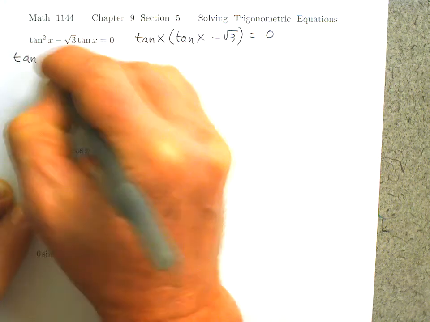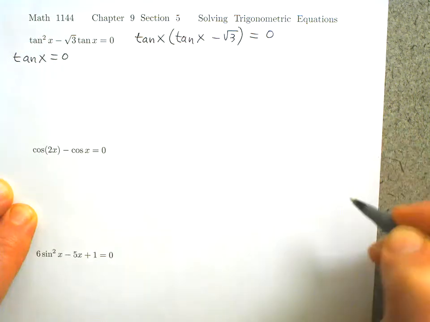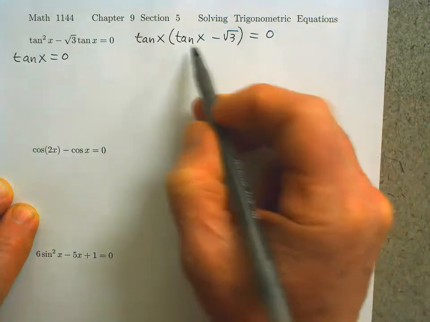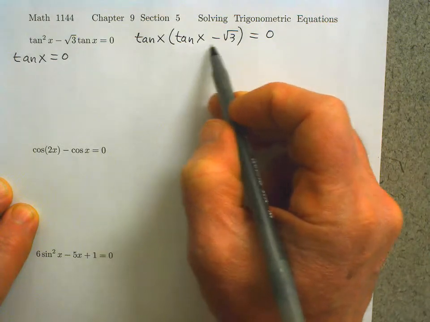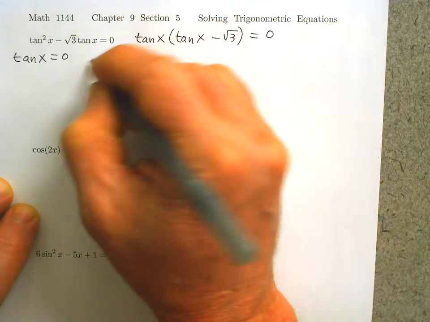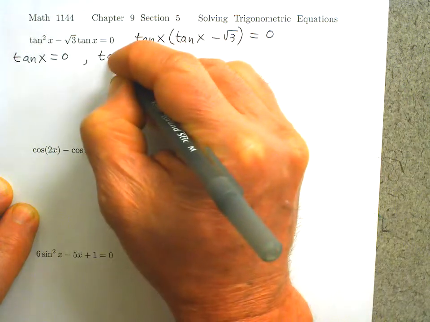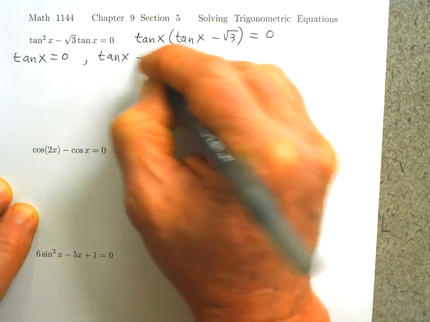So we set tangent of x equal to 0. And when we set tangent of x minus the square root of 3 equal to 0, we can just add the square root of 3 to both sides, so we get the tangent of x equals the square root of 3.